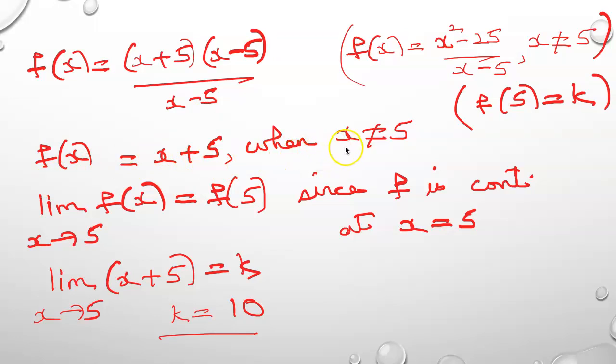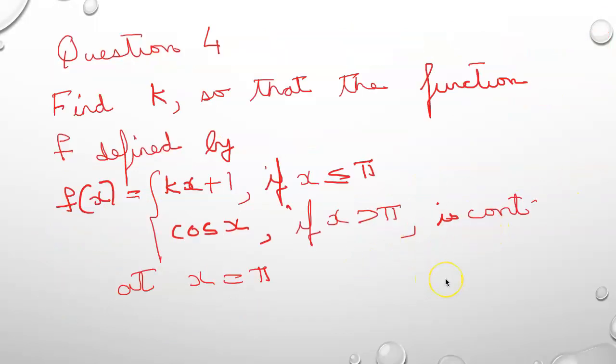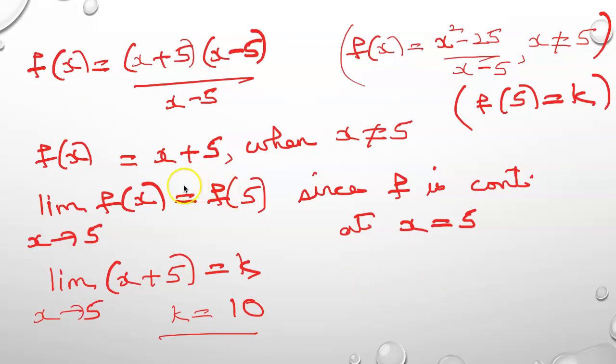So here we don't have a left hand limit or right hand limit. So we directly take the limit as x tends to 5 of f(x). That is equal to f of 5 because f is continuous at x equal to 5. Because if f is continuous at x equal to a, the limit as x tends to a of f(x) equals f of a. So here I have the limit as x tends to 5 of x plus 5 equal to k. Substituting the limit, we get 5 plus 5, that is 10, equal to k, or k equal to 10, and that is our answer.